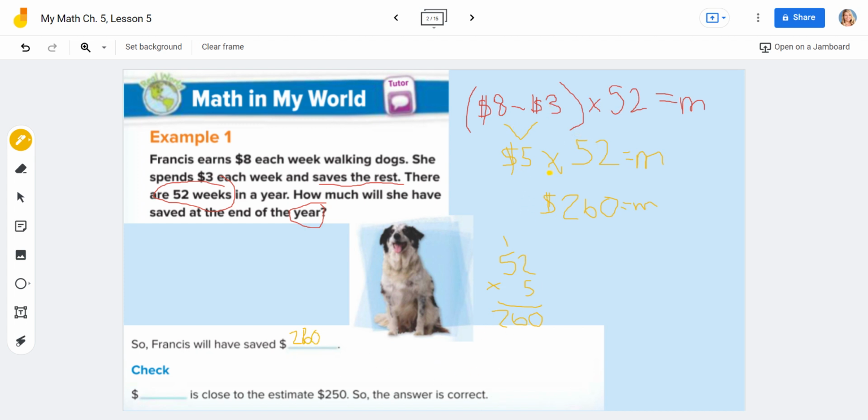So let's estimate. Of course, we don't want to round that single digit. Let's round this right here, my 52. So let's say 5 times 50. We round 52 to 50. 5 times 5 is 25. I've got 1 zero in my factor, so 250 is my estimate. So since $260 is close to my estimate, $250, the answer is correct.